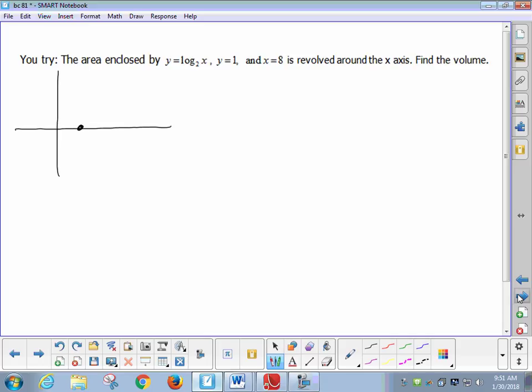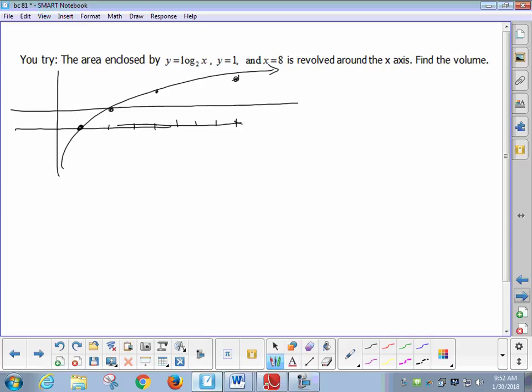Give me another point on log base 2 of x, please. 2, 1. Okay. Give me another one. Okay. So here's log base 2 of x. Y equals 1. Is that a horizontal line or a vertical line? Horizontal. X equals 8. Is that a horizontal line or a vertical line? Vertical. Okay. So that region is this quasi-triangular region here in red.